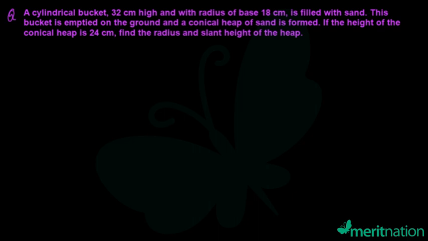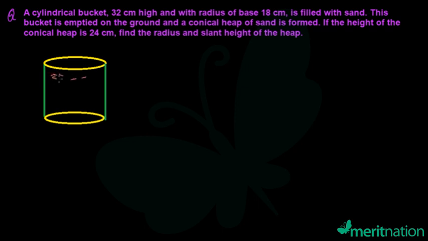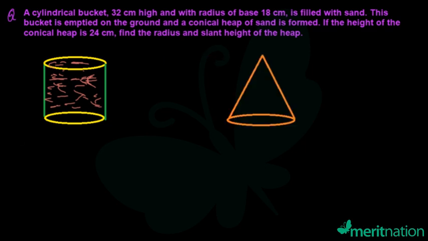of the heap. So let's say this is our cylindrical bucket over here. This bucket is completely filled with sand. So let's say this is sand inside this bucket. Now this bucket has been emptied out on the ground and a conical heap is formed. When this bucket is emptied out on the ground, you will see a conical heap, something like this would be formed. This is our conical heap. It's completely made up of sand.